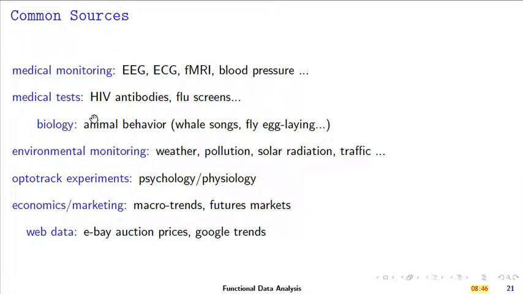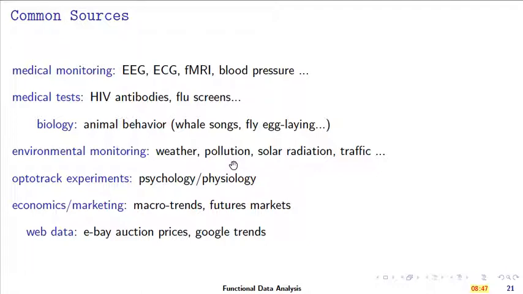So here are some common sources for functional data. I mentioned a lot that in functional data we are generally dealing with curves. Actually, we can also deal with images. If you look at images, they are functions of spatial locations, right? So we are able to handle these images as well. For example, in functional data analysis research, we have analyzed EEG data and fMRI data a lot, and we have also worked on HIV antibody changes over time, and on animal behavior, like the flying egg layers.